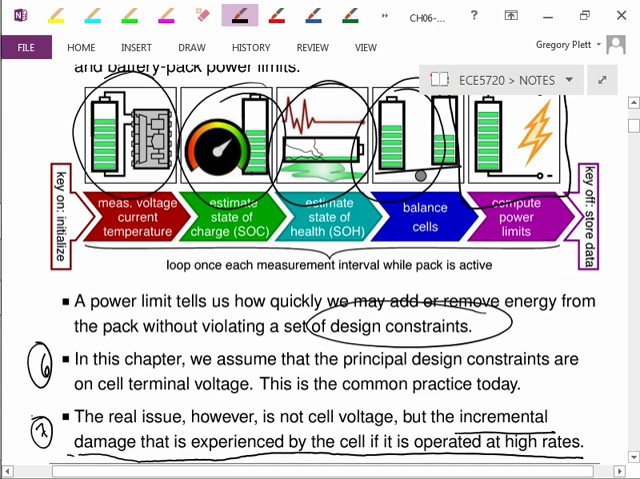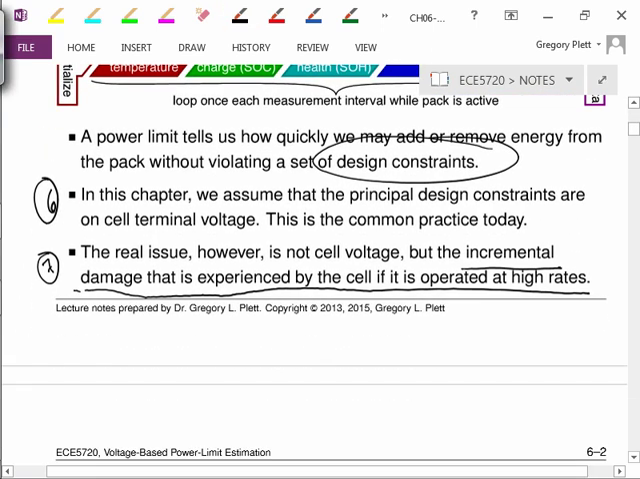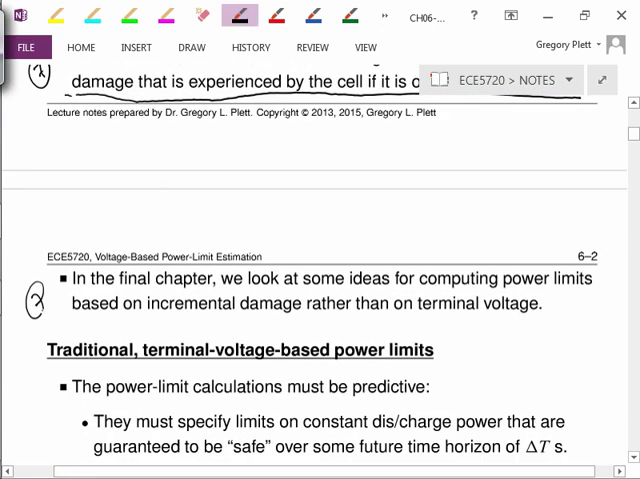That's what you'll see here in Chapter 7. We're going to look at some ideas, some advanced ways, some thoughts for how we might compute power limits based on incremental damage so that we minimize that rather than using simply terminal voltage.